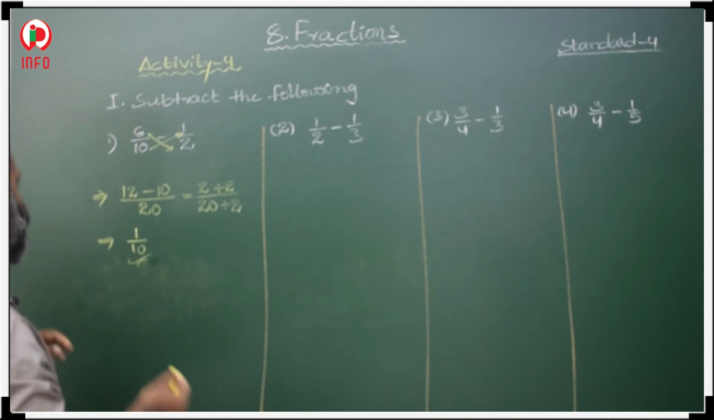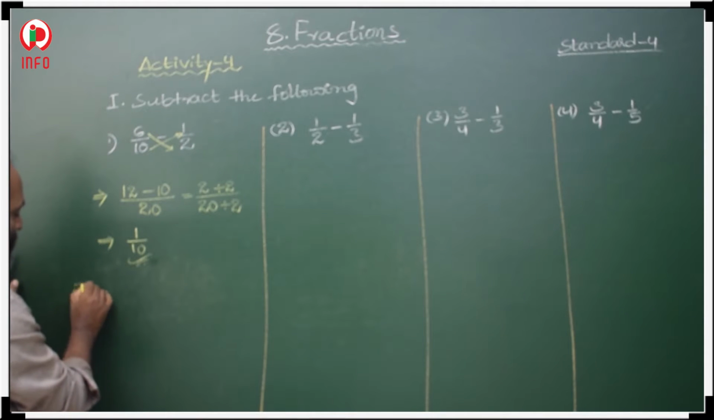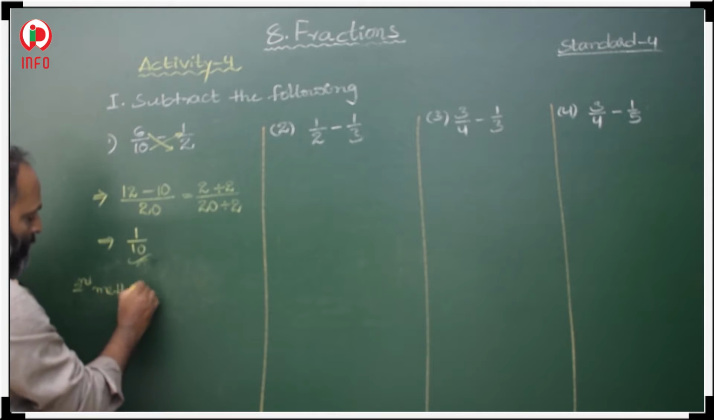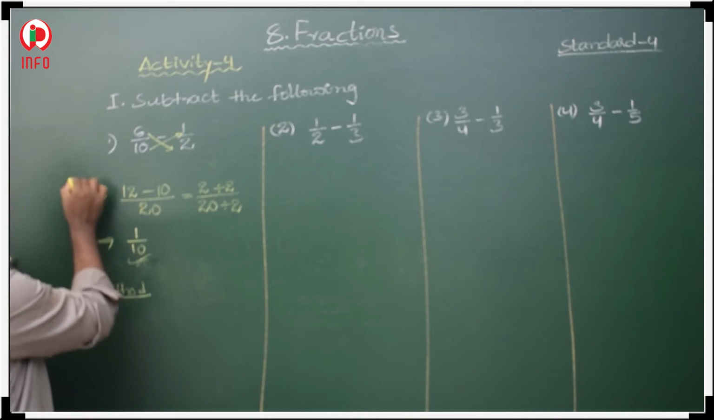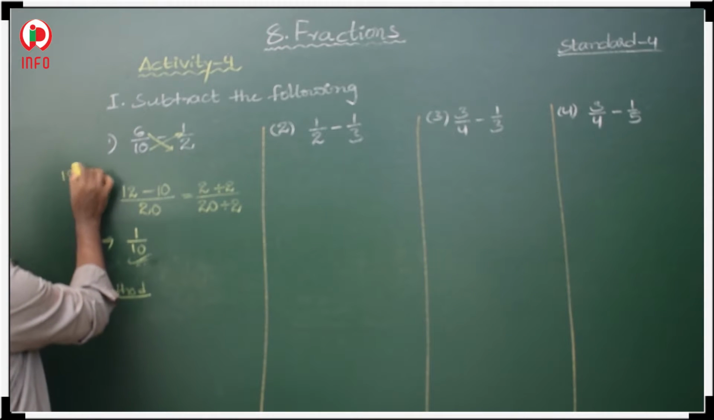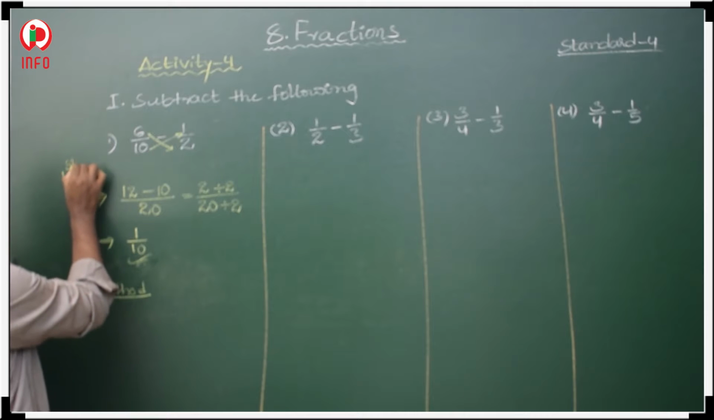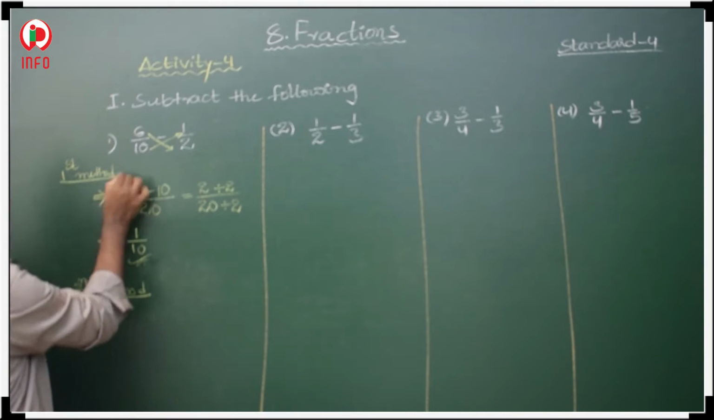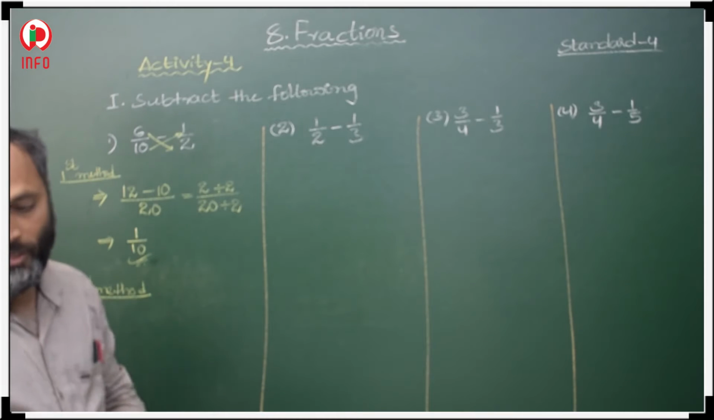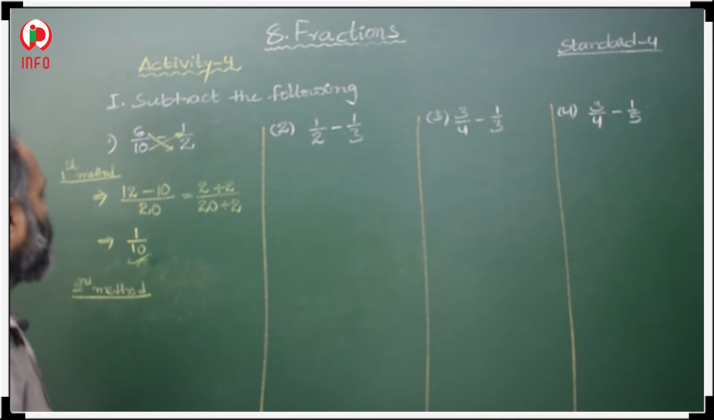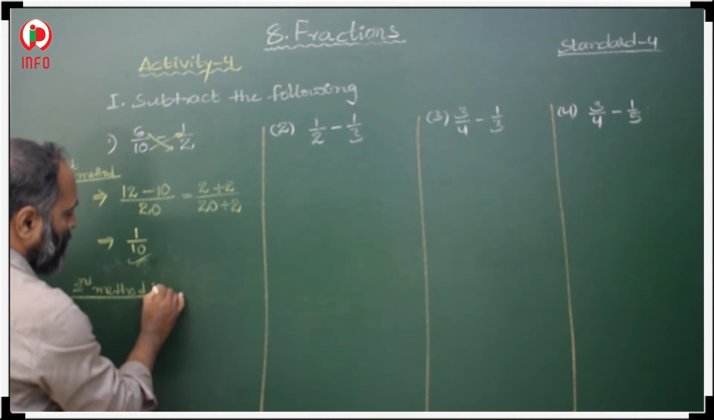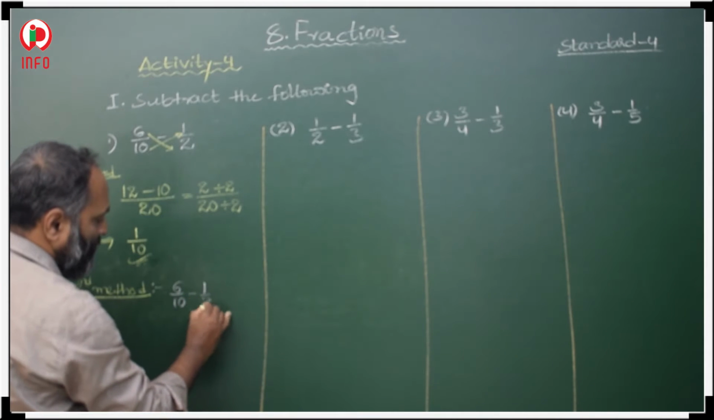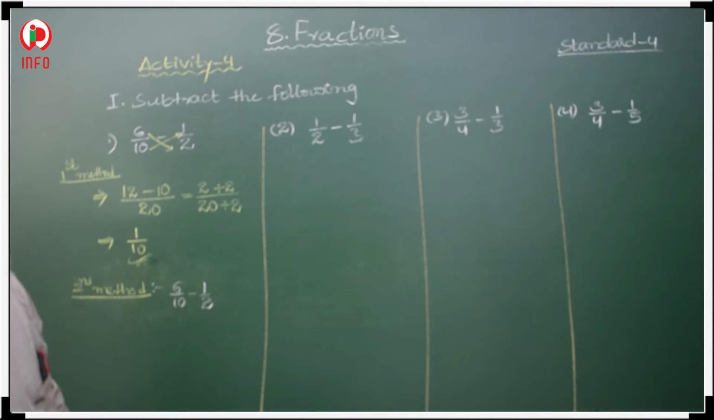So here, the second method. This is our first method. So we take the fractions 6 by 10 minus 1 by 2. 6 by 10 minus 1 by 2.